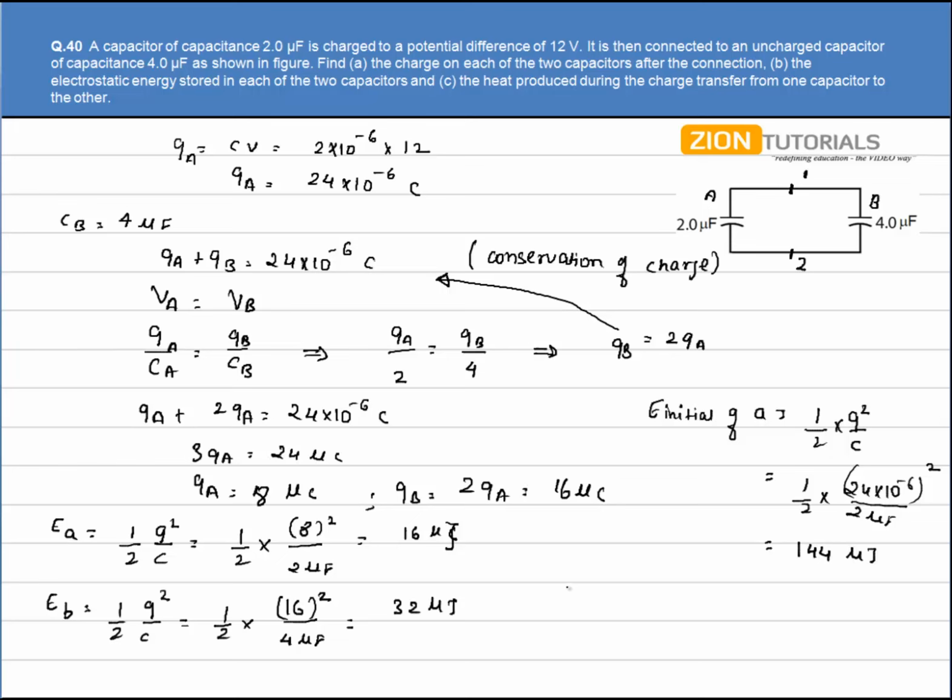Now by the conservation of energy I can write that E initial minus E final will be the heat loss. So E initial, that was 144, minus E final, that was 16 plus 32, will be equal to the heat loss. So heat loss comes out to be 96 microjoules. That is the answer.